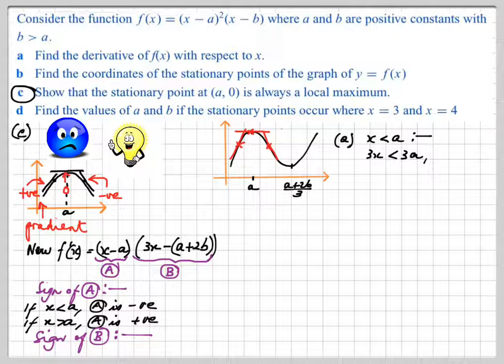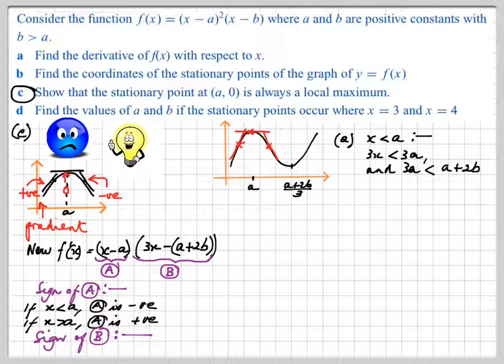Now, first of all, when x is less than A, I'm going to show you what it's going to be. Okay, when x is less than A, we know that 3x must be less than 3A, mustn't it? Of course it must. So I'm working up to what's in that second bracket, that B bracket, okay? Now, therefore, 3A, because A is less than B, they told us that in the start of the question.